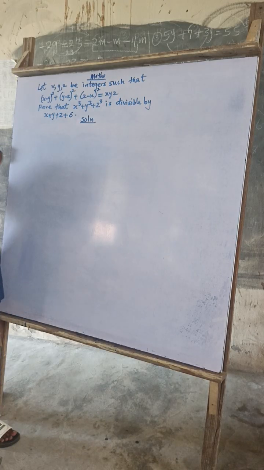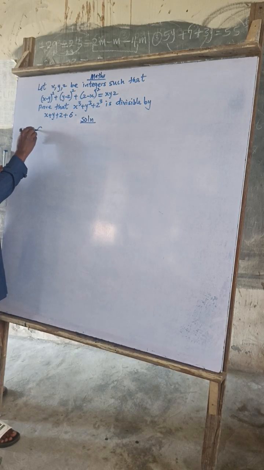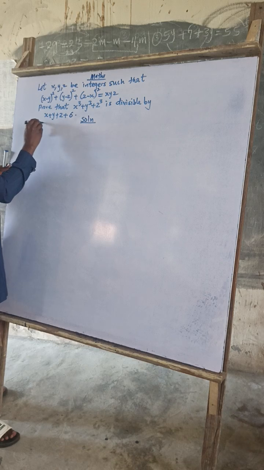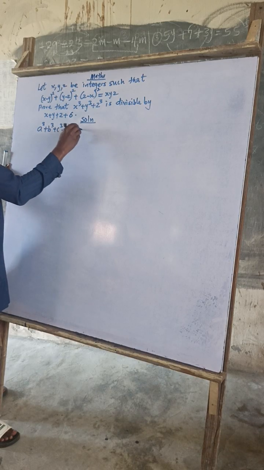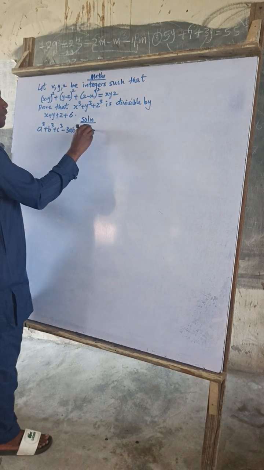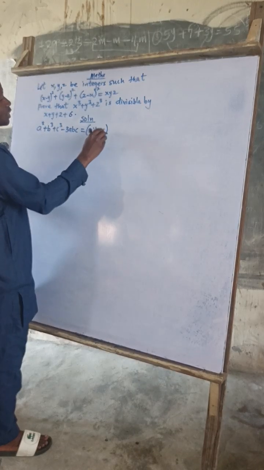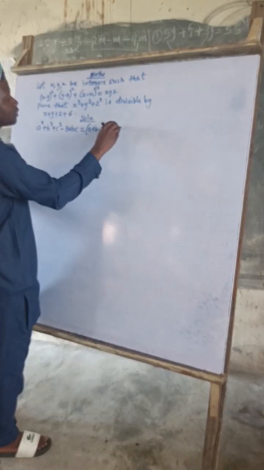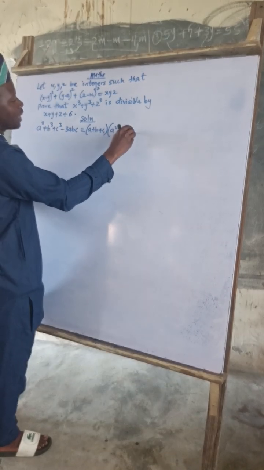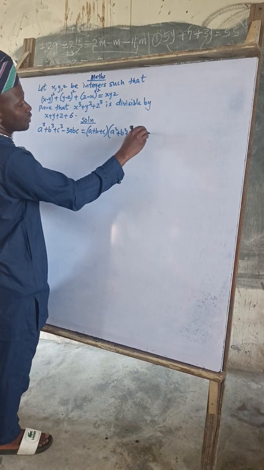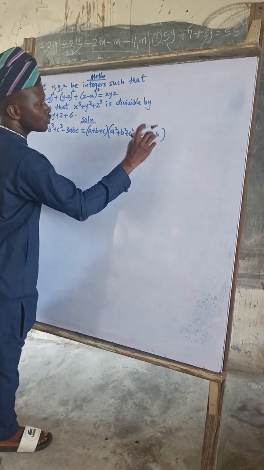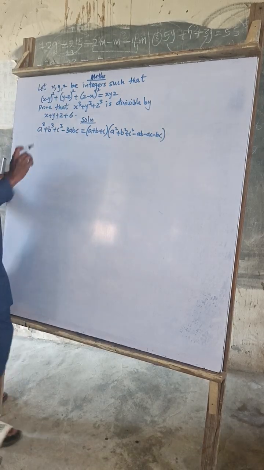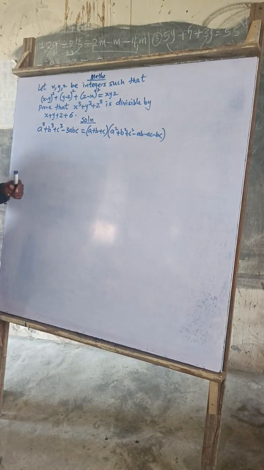Now, in my previous video, I made a video on factorization of a cubed plus b cubed plus c cubed minus 3abc to be (a plus b plus c) into (a squared plus b squared plus c squared minus ab minus ac minus bc). So this is what we are going to use in proving the question that we are asked to prove.